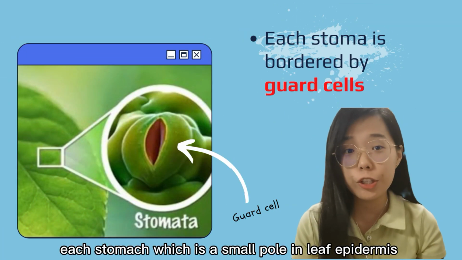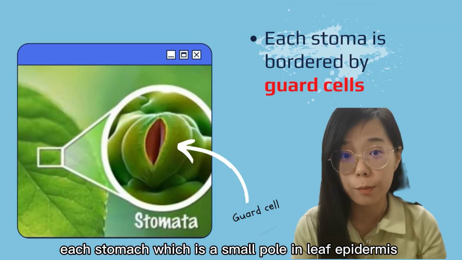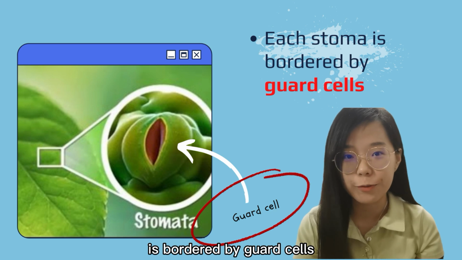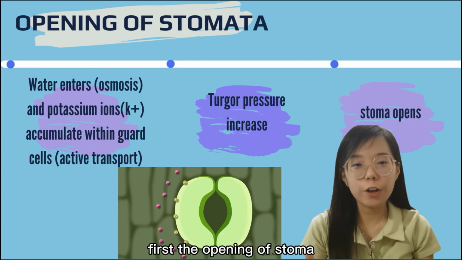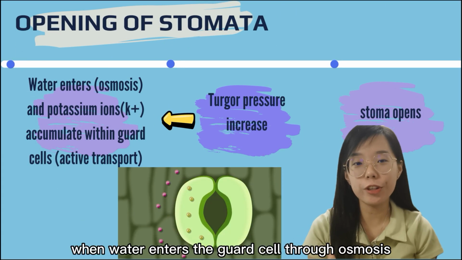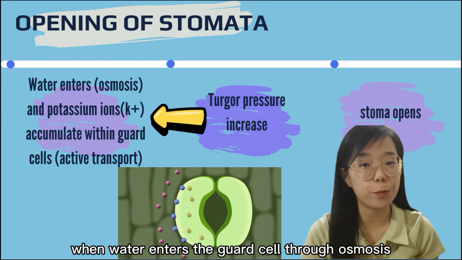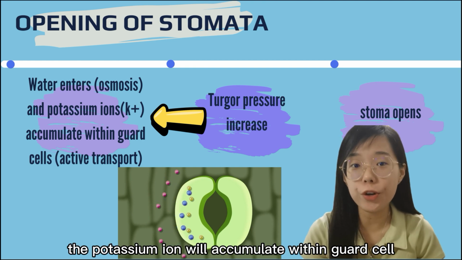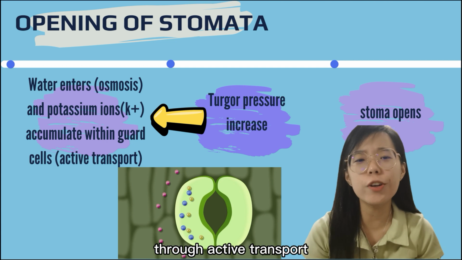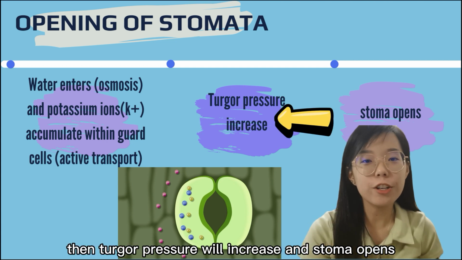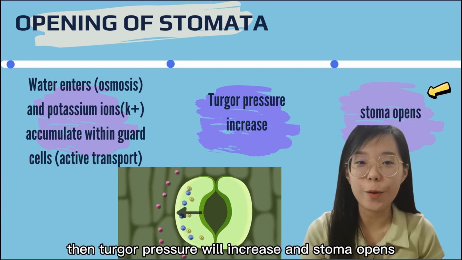Each stoma, which is a small pore in the leaf epidermis, is bordered by guard cells. First, the opening of the stoma. When water enters the guard cell through osmosis, potassium ions accumulate within the guard cell through active transport. Then turgor pressure will increase and the stoma opens.